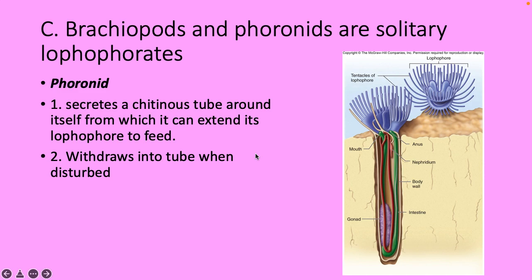Okay, another type of solitary lophophorite is the phoronid. As you can see, I don't want to say it buries itself in the ground, but it's in the substrate. It's this chitinous tube, and then they will extend out to feed. All right, moving on to section 34.8. No review question. Ooh, that's weird.